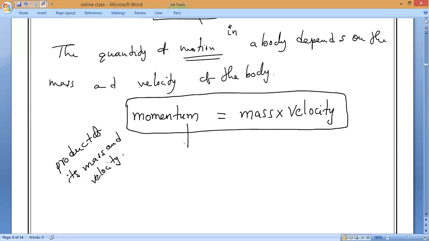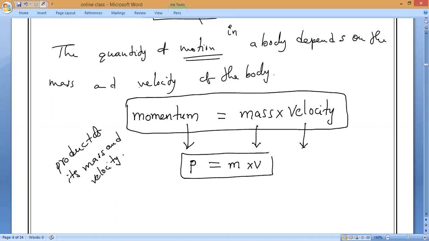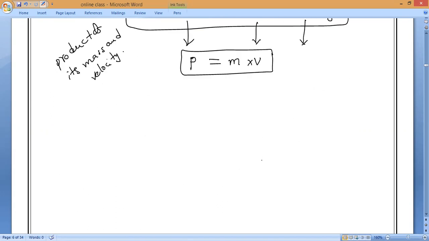The symbol of momentum is P. And the symbol of mass is M. And the symbol of velocity is V. So P equals mass into velocity. Everybody should remember this. What is the relation now? P is directly proportional to mass and P is directly proportional to velocity.